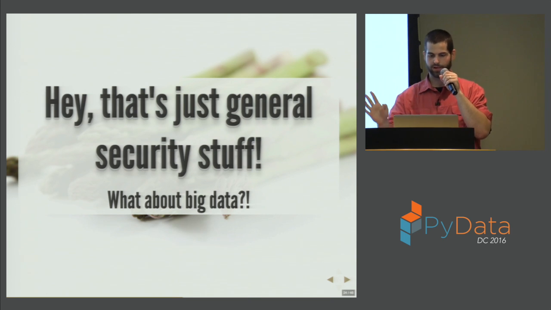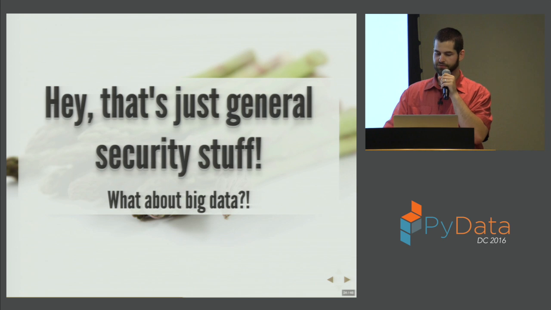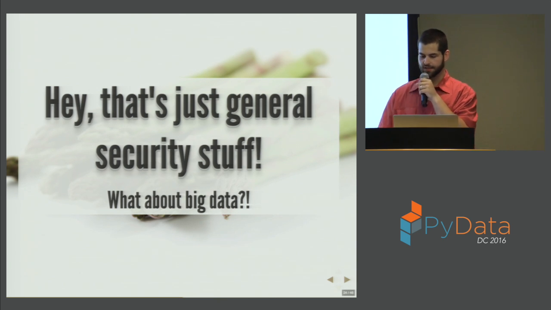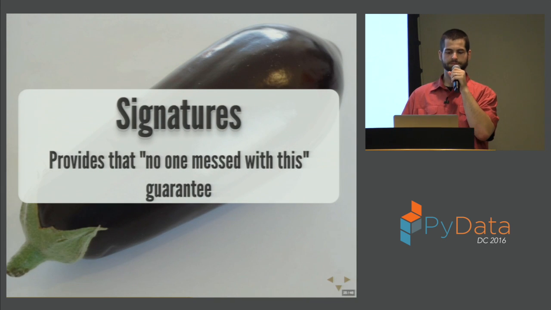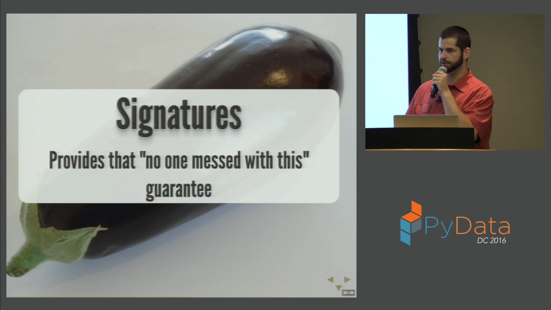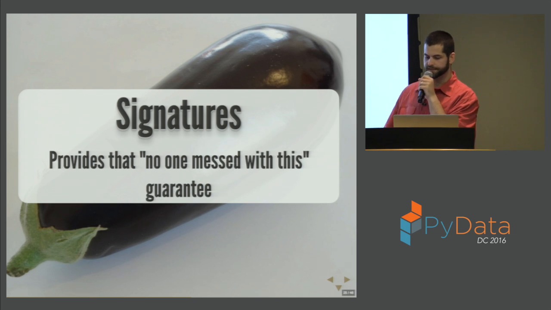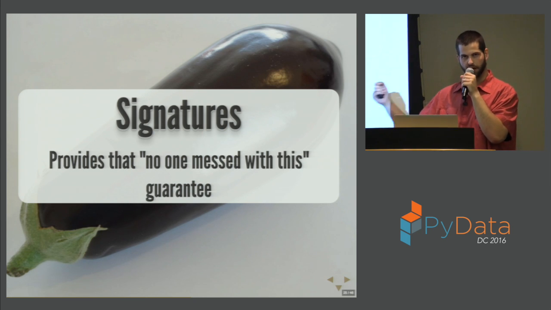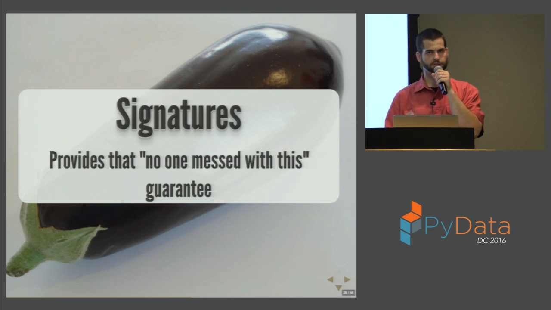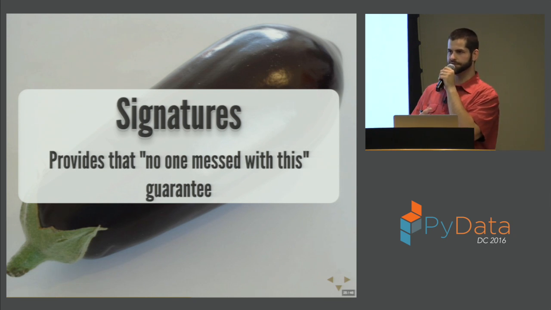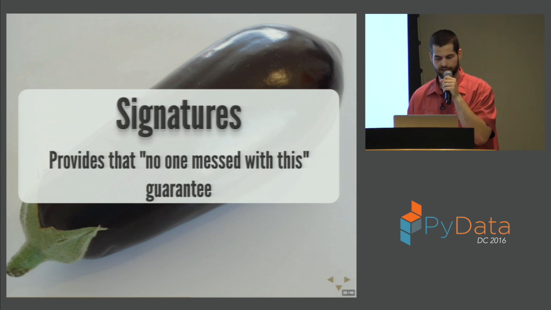Okay, so at this point, I've just been spouting general security stuff. We're at PyData for a reason. There's probably some questions about data specifically. So let's talk about that stuff. First up, signatures. I kind of teased this a little bit earlier by saying you can have a no one messed with this guarantee. Signatures are the way to do that. Signatures are kind of the complement to encryption. Encryption will hide data. Signatures give you the ability to verify data.